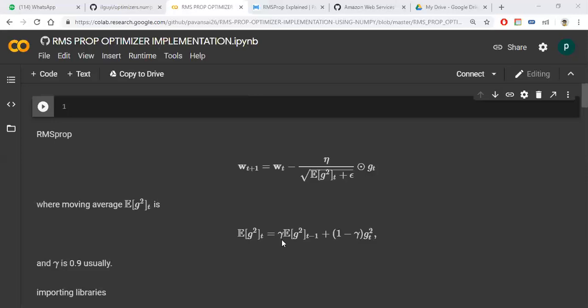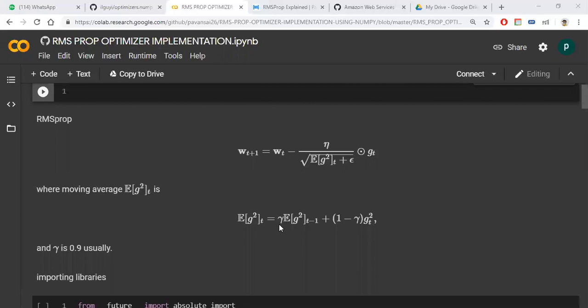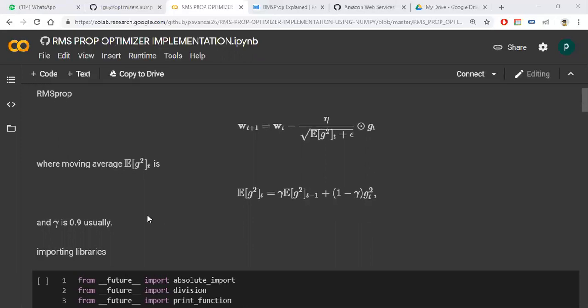This is gamma, which is nothing but a momentum term. The average of squared gradients is gamma times the previous average of squared gradients plus 1 minus gamma times the square of the current gradient. Geoffrey Hinton usually proposes 0.9, so I am taking 0.9.